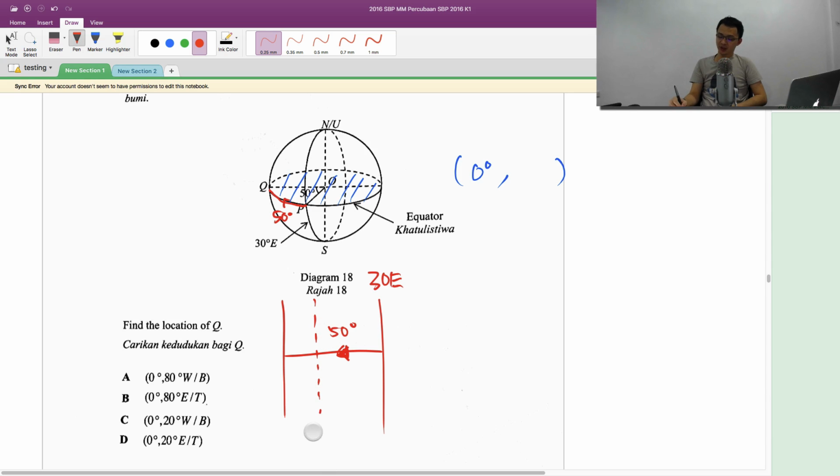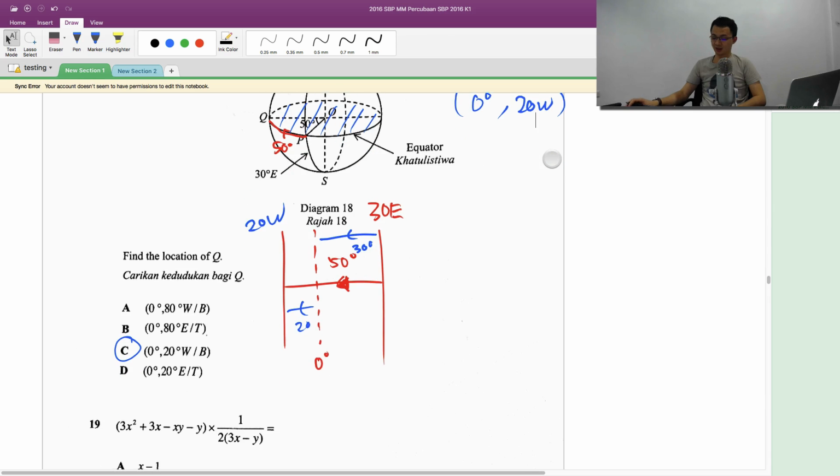If you move 30 degrees, you reach 0. Because 30 minus 30 is 0. Then you move another 20, right? So this is 20 west. So the answer is C. Quite easy. This is 20 west. Make sure you understand the logic of the Earth's questions.